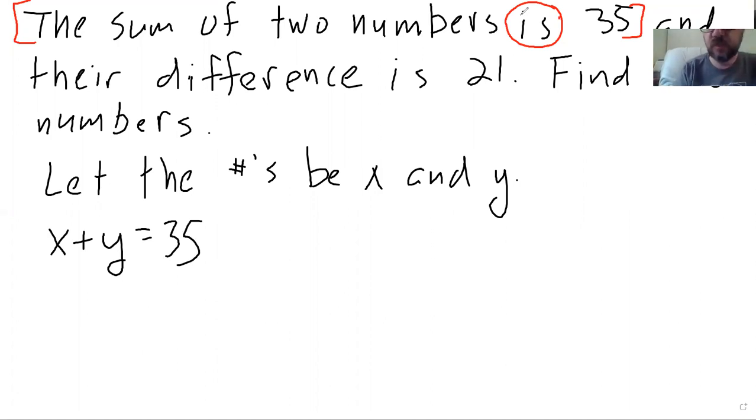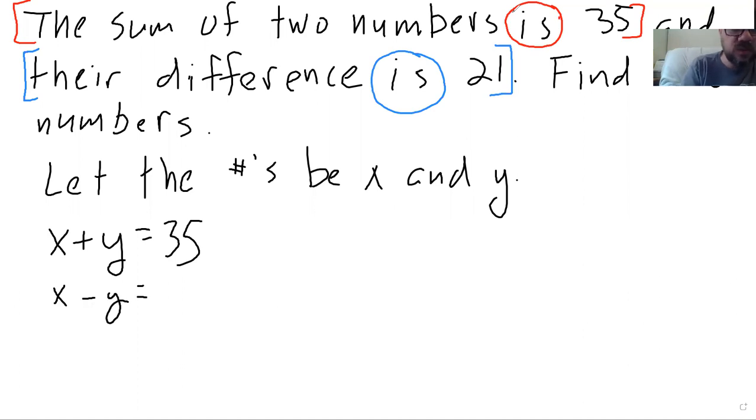Now I can do the same thing with the rest of this sentence. And their difference is 21, right? Well, there's another "is" right there. That's another equal sign. So their difference would be subtracting them, and 21 is the other side of that equation. So I'm going to have x minus y equals 21.